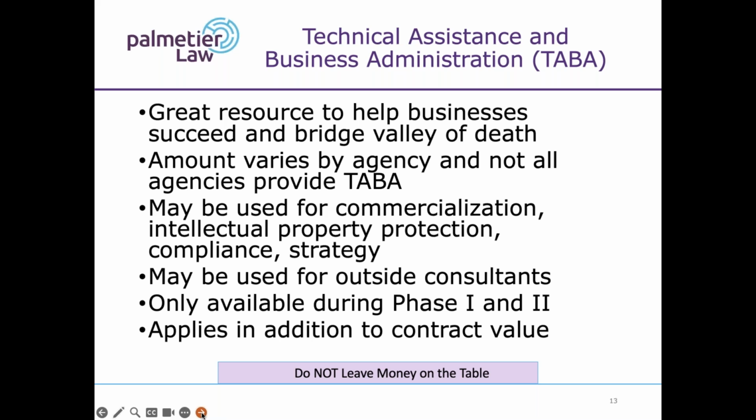You cannot use that money to fund your own work. You use that money to pay outside consultants to help you get to commercialization efforts. And it can include your commercialization plan. It can include cybersecurity compliance. It can include accounting compliance. It can include patent prosecution, contract support, legal support. Basically, anything, building up your manufacturing facilities, anything that it'll take for you to get to that commercialization, you can use this money to pay for that work.